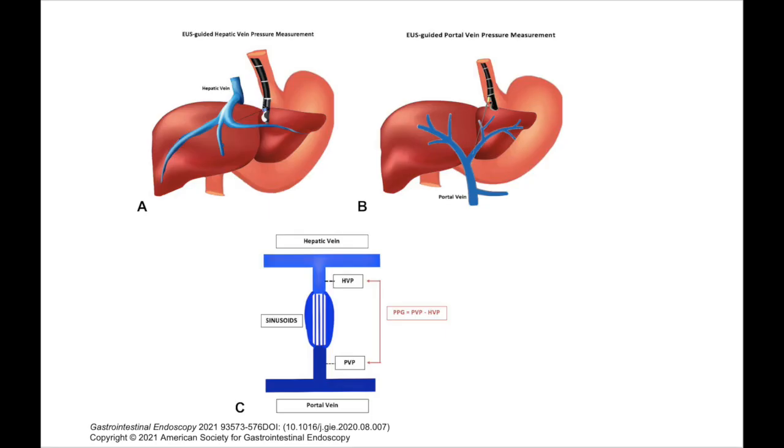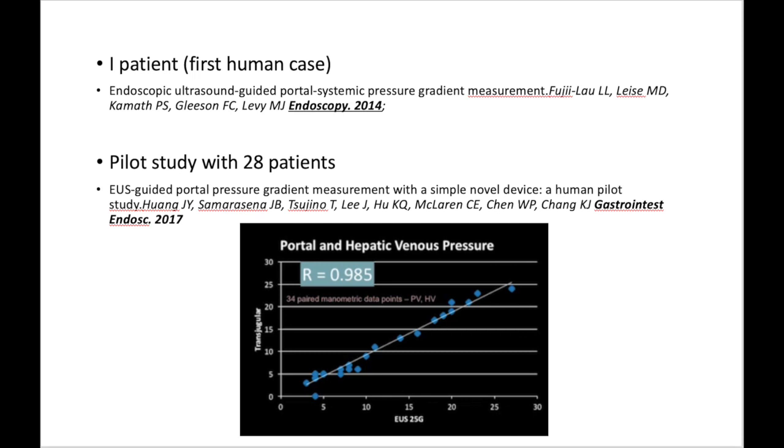EUS-guided portosystemic pressure measurements allow both pressures to be measured directly by entering a needle into a hepatic vein and then into the portal vein or a branch of the portal vein. The first human single case of EUS portal pressure measurement was published and reported by Fujii-Lau and colleagues in 2014.